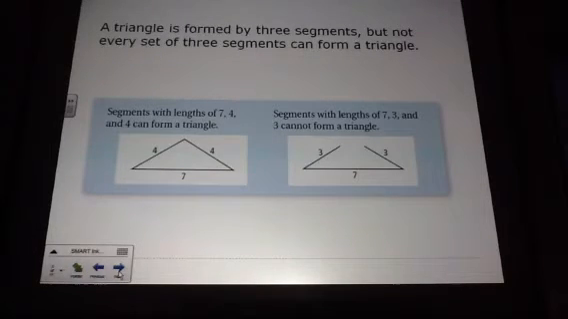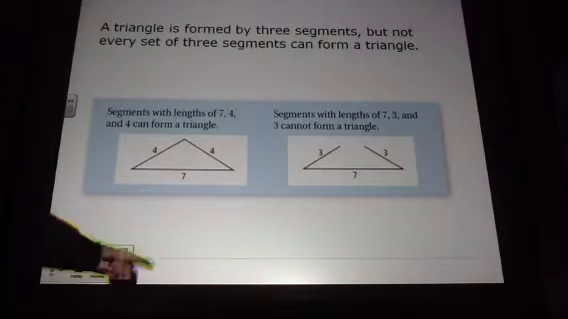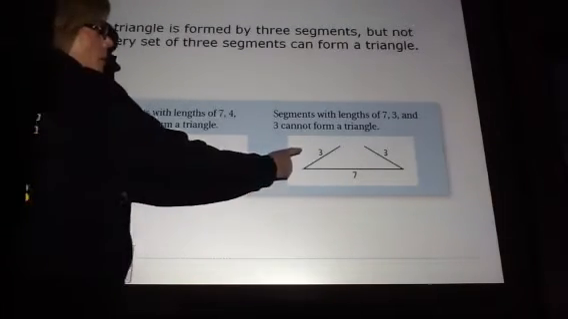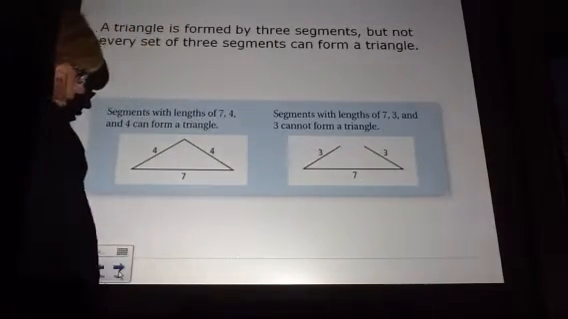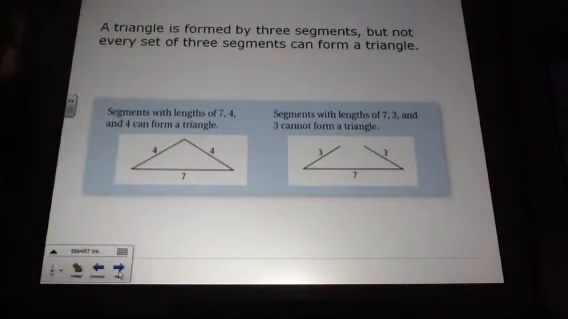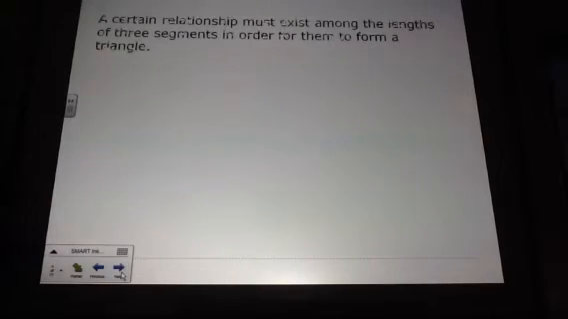A triangle is formed by three segments, but not every set of three segments can form a triangle. Segments with lengths of 7, 4, and 4 can form a triangle. However, if you have segments of 3, 3, and 7, you do not have a triangle or a polygon there. So let's apply this. Actually, let's back up. A certain relationship must exist among the lengths of three segments.